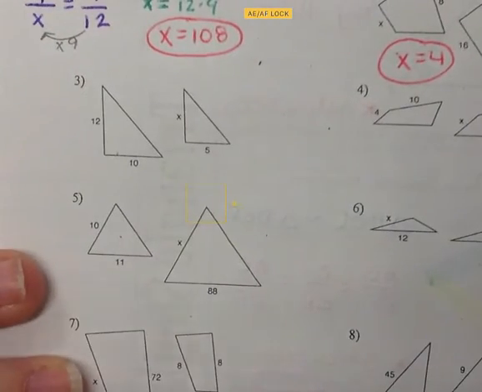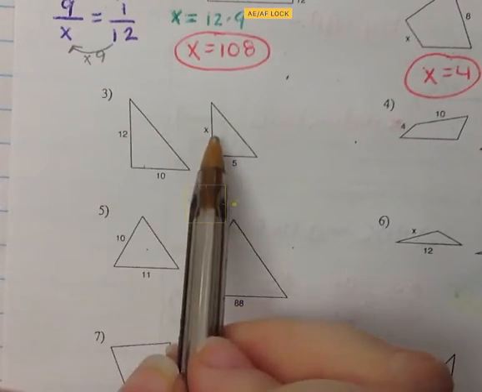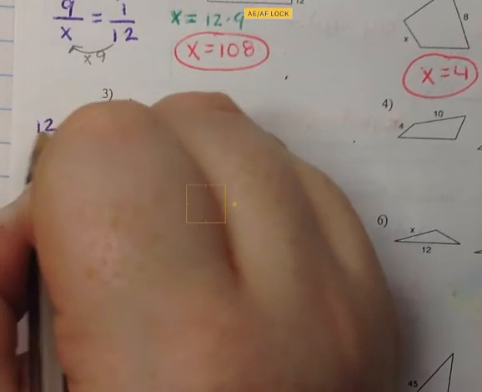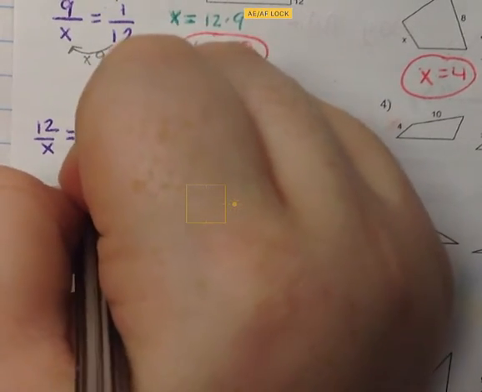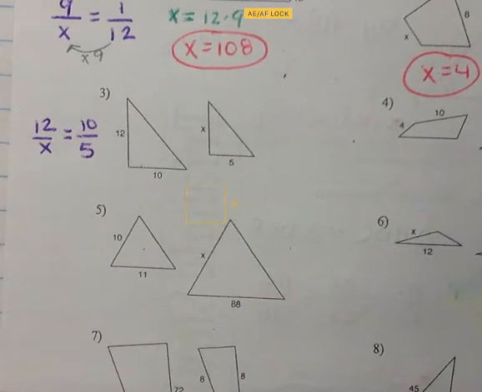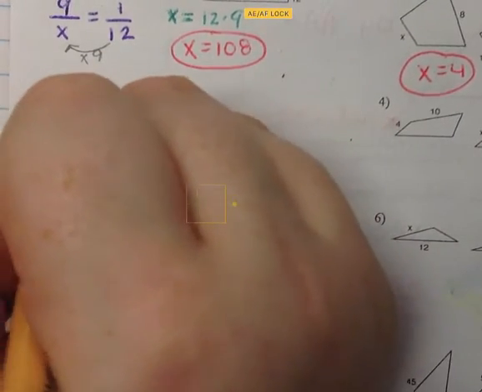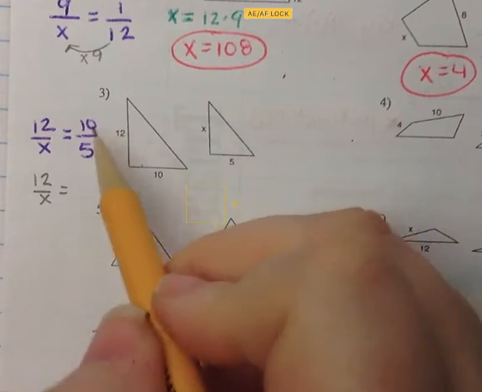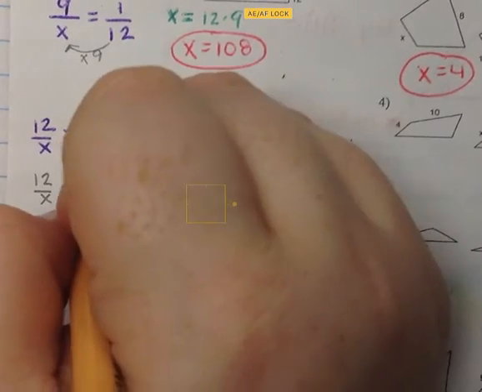If we go to number 3, same thing. My first figure, I have 12 would correspond to x. So I'd have 12 over x equals 10 over 5. So again, I want to simplify. Since I can simplify this fraction, I would have 12 over x is equal to 10 over 5 can be written as 2, which is just 2 over 1.